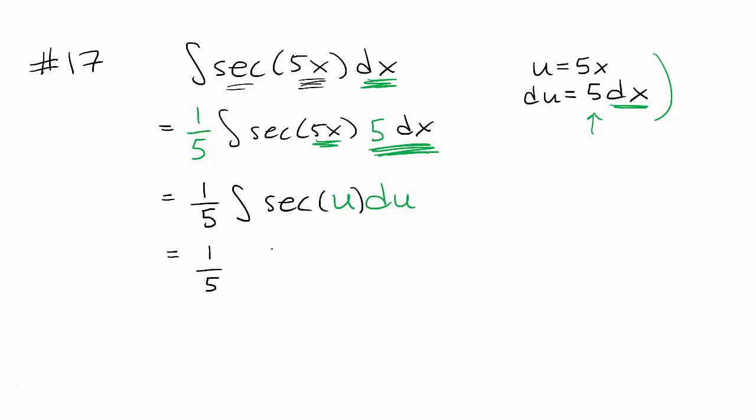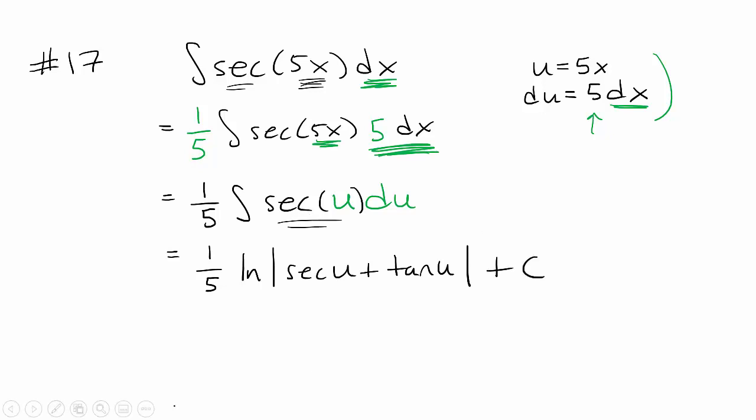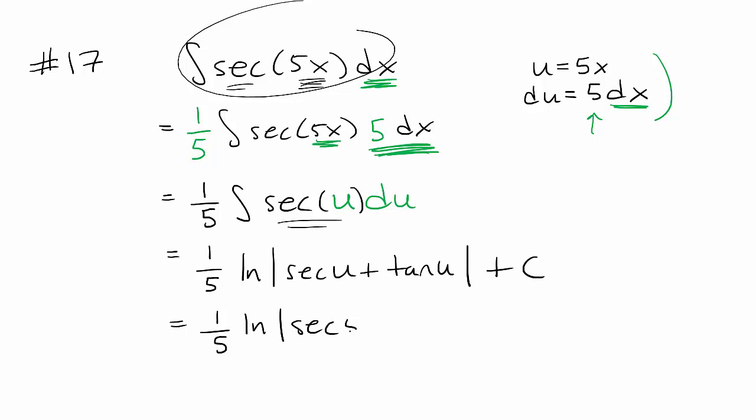So I have the 1/5, and then the antiderivative for secant is the natural log, ln of secant u plus tangent u. That's another one of those trig integrals that you should have memorized. Plus c, or constant of integration. And then the last thing I'm going to do, since we started out with the integral in terms of x, I need an answer in terms of x. So just remember at the end to back substitute. So secant 5x plus tangent 5x should be inside of the natural log. So that's the final answer.